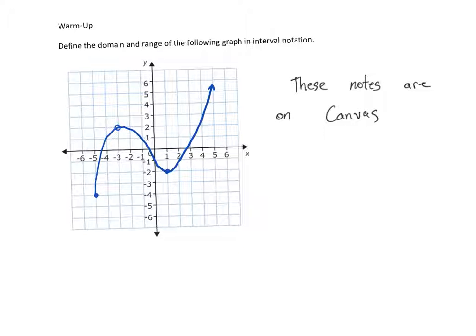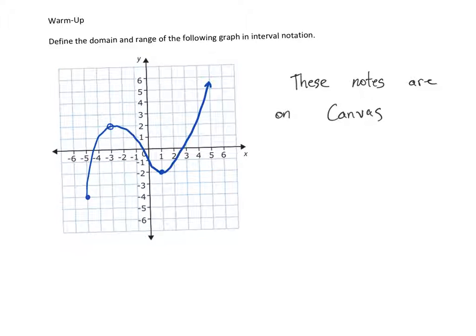What is that? Domain and range of a graph in interval notation. So let's look at the domain. Domain is left to right. Domain. Left to right in interval notation. Where does this graph exist in interval notation?